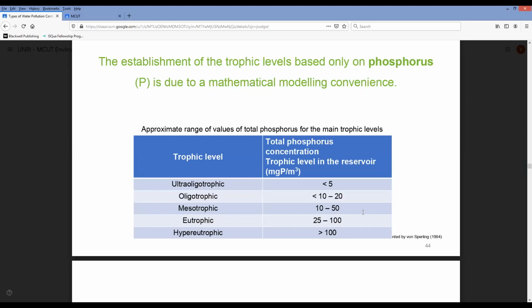Okay, and as you can see from this table, there are 1, 2, 3, 4, 5 trophic levels. For the total phosphate concentration in the reservoir, the hypereutrophic level has more than 100, in micrograms per liter or a similar unit, which is quite high. It is usually higher than 100. So it means there is too much phosphate in the reservoir, which will cause the algae to grow. Okay, next please.